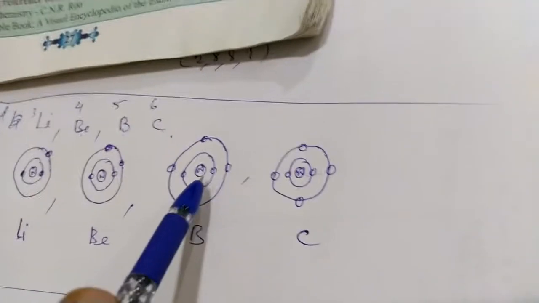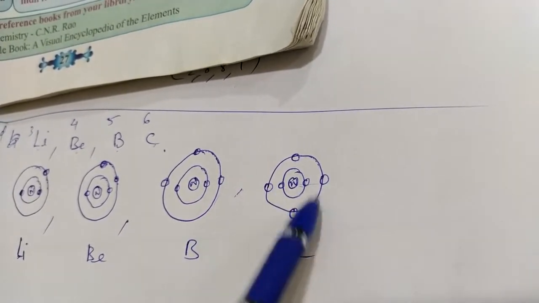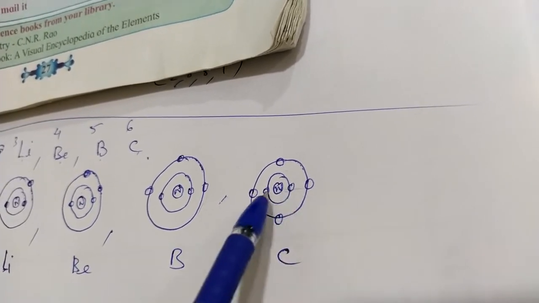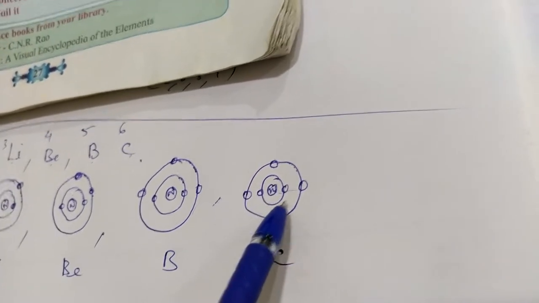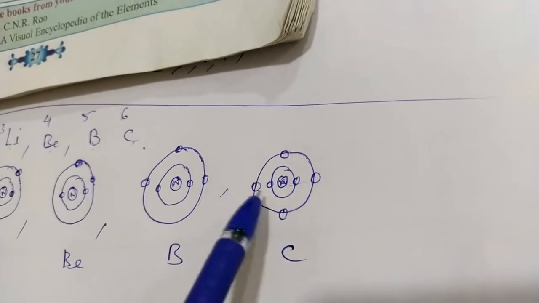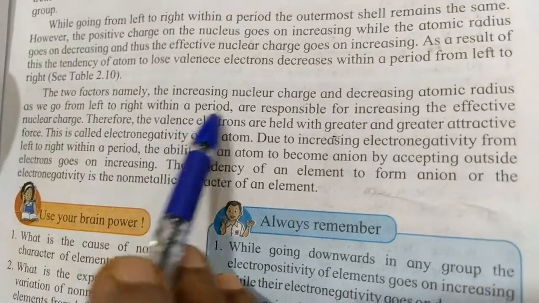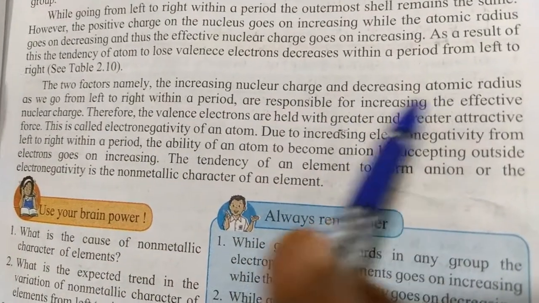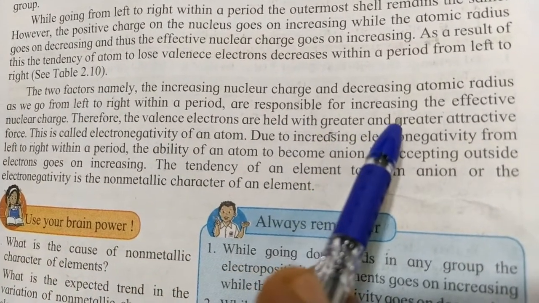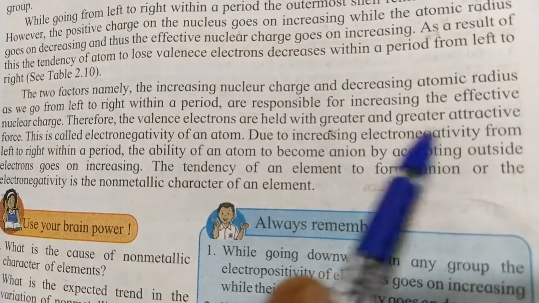The radius is the same, but the electrons are increasing, and the nucleus is pulling the electrons. So there is very little chance to take out an electron from here, because the attractive pull of the nucleus is increasing from left to right. The two factors, namely the increasing nuclear charge and decreasing atomic radius as we go from left to right within a period, are responsible for increasing the effective nuclear charge. Therefore the valence electrons are held with greater and greater attractive force.